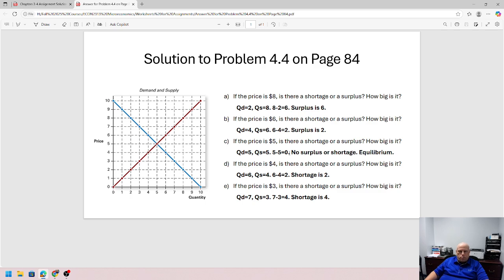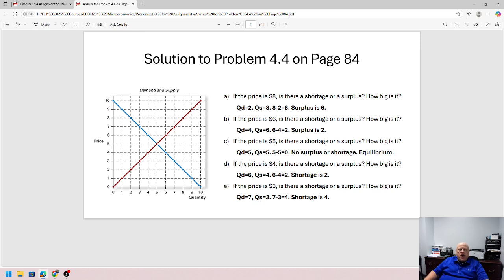Then the third part of this problem asked you if the price is $5, is there a shortage or a surplus, and how big is it? Well, in this case, at a price of $5, that is actually the equilibrium point. So there is no surplus or shortage, and the way you would calculate that is the quantity demanded and quantity supplied are both 5, and so you would take 5 minus 5, which would be 0. So that means there is no surplus or shortage. That is what we call the equilibrium point in economics.